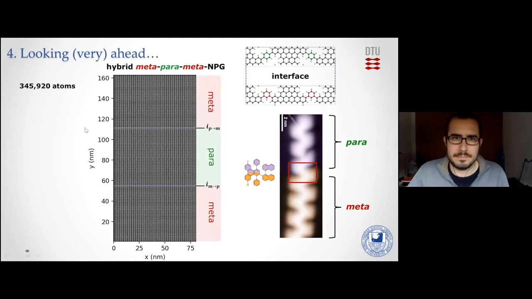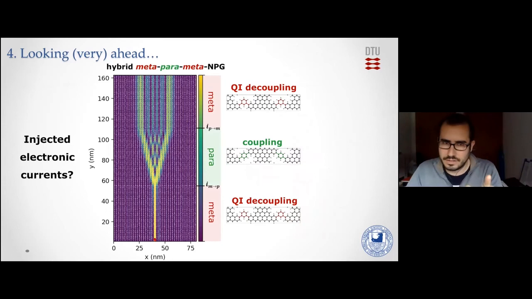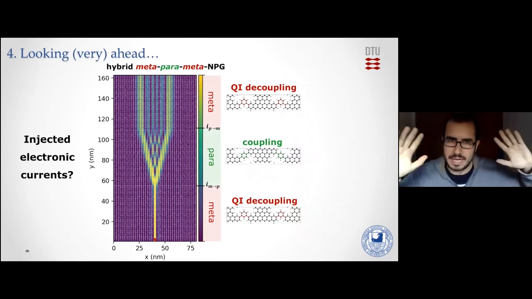So another question is, okay, we inject down here. What will happen with the currents? And what happens is this. Essentially, what makes sense based on the previous results: we are confining on the first module, we are spreading on the second module because quantum interference in the middle one is removed. And when the currents hit the third module, they get localized again because the graphene nanoribbons are decoupled. And so the pattern that you generate on the middle module gets frozen up to the top electrode.